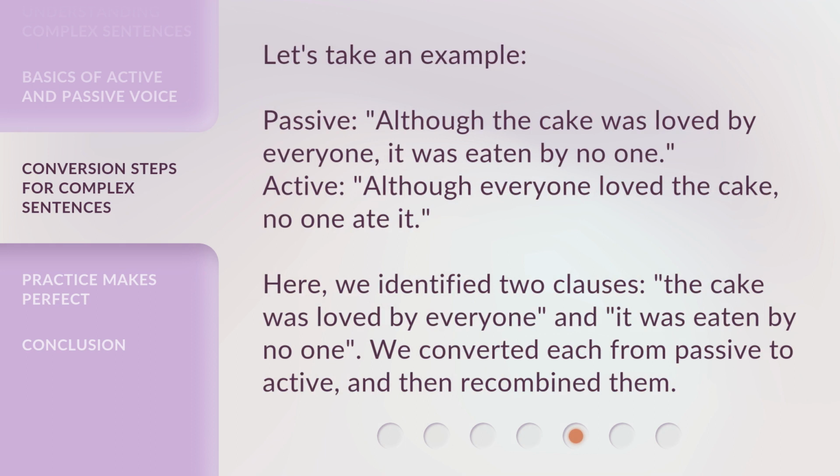Let's take an example. Passive: although the cake was loved by everyone, it was eaten by no one. Active: although everyone loved the cake, no one ate it. Here, we identified two clauses. The cake was loved by everyone, and it was eaten by no one. We converted each from passive to active, and then recombined them.